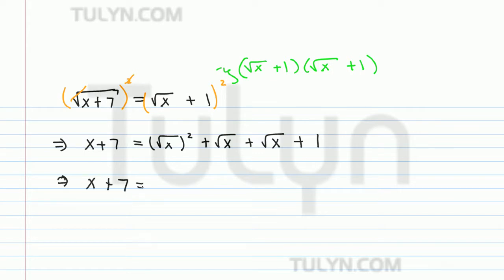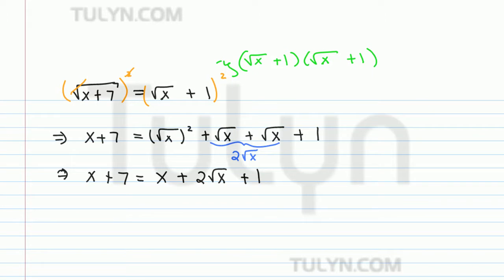x plus 7 on the left, and then here the square root of x squared is just going to simplify to x. And then these two terms, since they're like terms, they're going to combine and become 2 times the square root of x. Again, you can think of them like variables in themselves, where you can combine like terms. So we're going to get 2 times the square root of x here, and then the last term is 1. So now we can subtract and cancel out things.